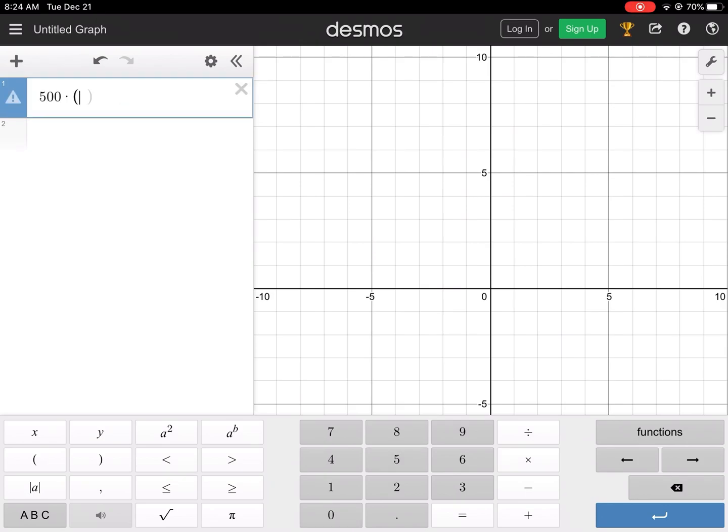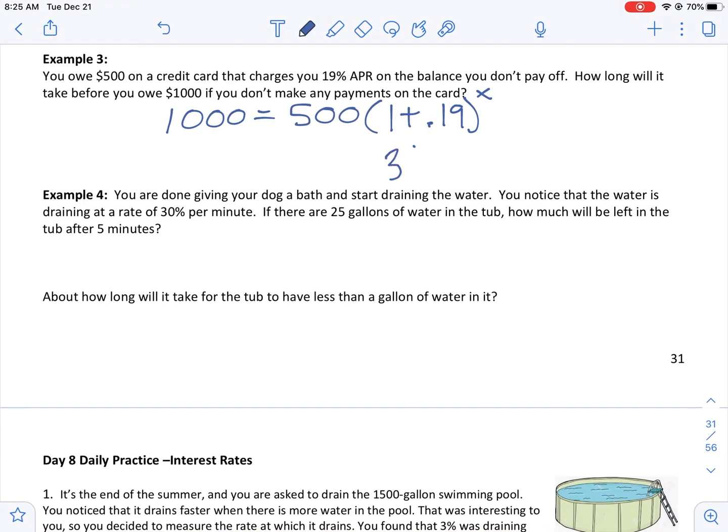So 500 times 1 plus 0.19, parentheses, to the power of 5, 10, 15, 20, 25, 30, 35, 40, so it goes over. What about 39, 38, 37, 36? So 37 years. All right. You are done.